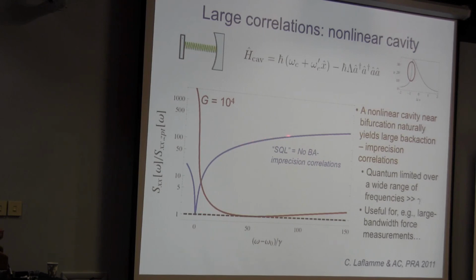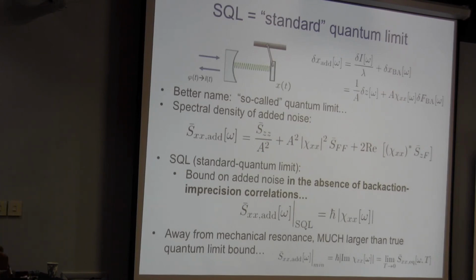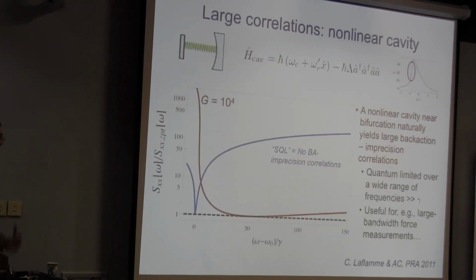But now if you're interested in actually minimizing the added noise away from resonance, that's this blue curve here, that's this SQL, and you're huge factors away from the true quantum limit. So the upshot is the way that people normally use the term SQL, they often ignore the fact that correlations can help you. On resonance, that's fine. Away from resonance, correlations are needed, and ignoring them causes a huge mistake or amount of confusion. This standard quantum limit with no correlations is a huge factor larger than what the true Heisenberg bound on the added noise is.